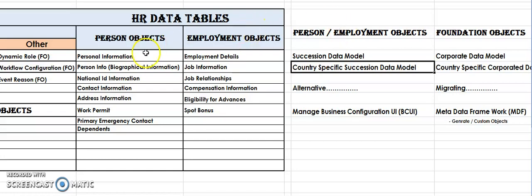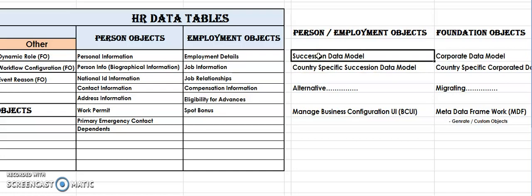Whatever configuration relates to personal information, person info, national ID information, contact information, address information, work permit, primary emergency contact, dependents, employment details, job information, job relationships, compensation information, eligibility for advances, spot bonus: for these person objects and employment objects, we configure with the help of the succession data model and the country specific succession data model.